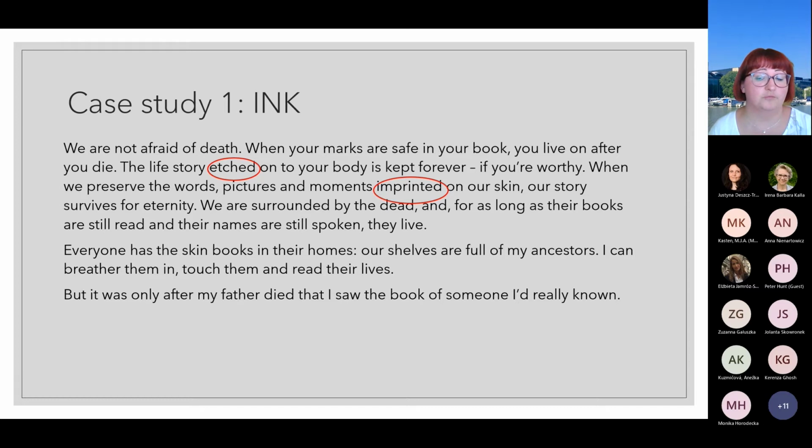But notice the switch to the pronoun I, because first this is the community beliefs, and then this is what I experience myself. And then the last sentence, before the section of the chapter ends: but it was only after my father died that I saw the book of someone I'd really known, and this sets up what happens next. So there's a lot of things going on in this.